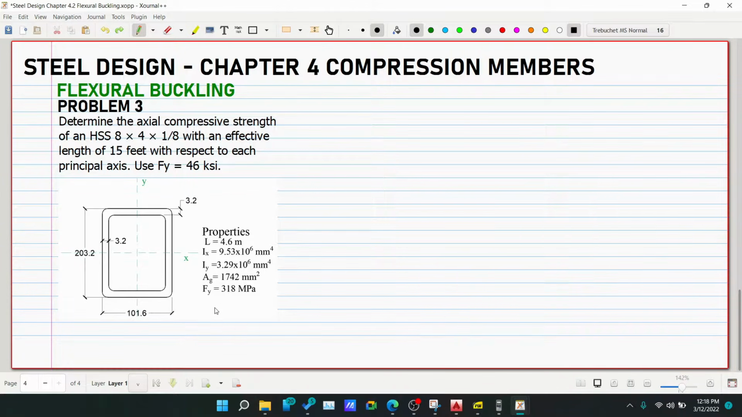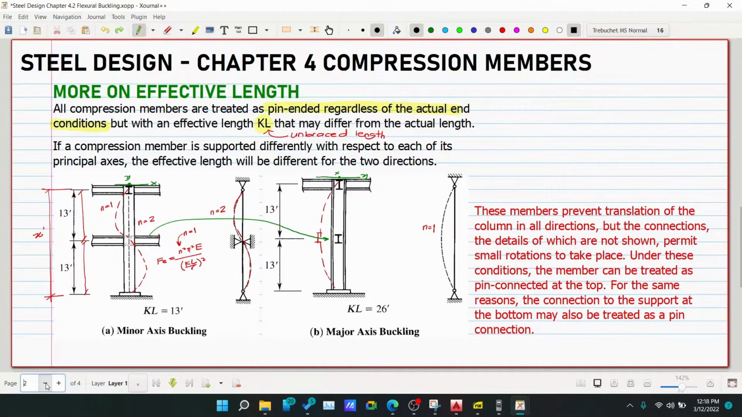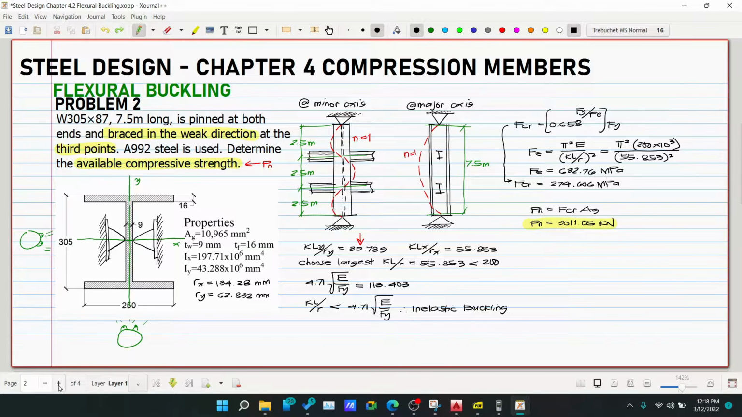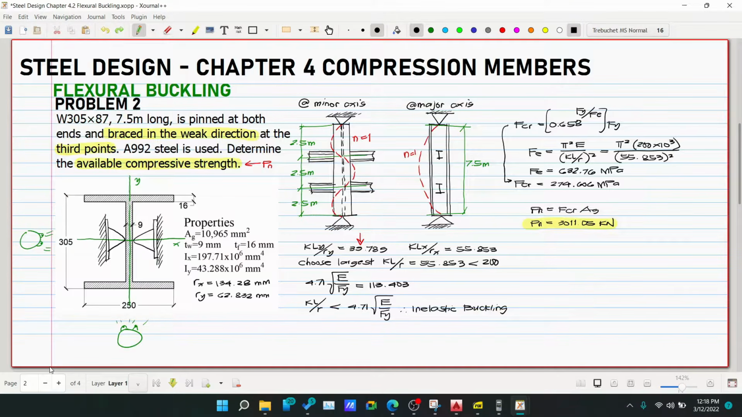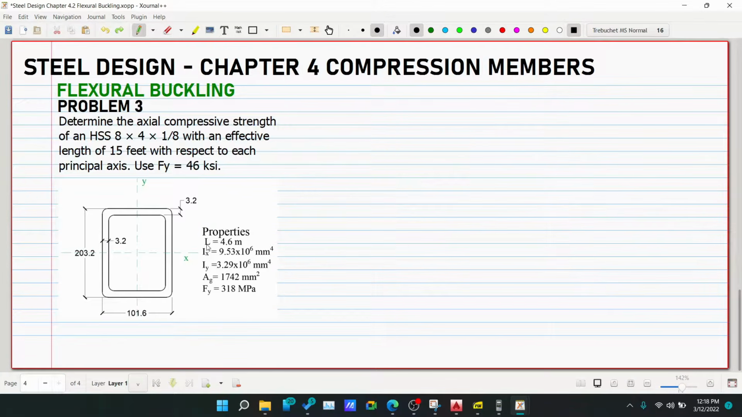So dito, i-check natin yung kanyang local stability. Kasi dito sa wide flange, usually hindi natin kailangan i-check yung kanyang local stability, kasi since makapal yung thickness nito, hindi tayo nag-greater than doon sa mga limit natin para sa width to thickness ratio. Pero dito, i-check natin. Okay?